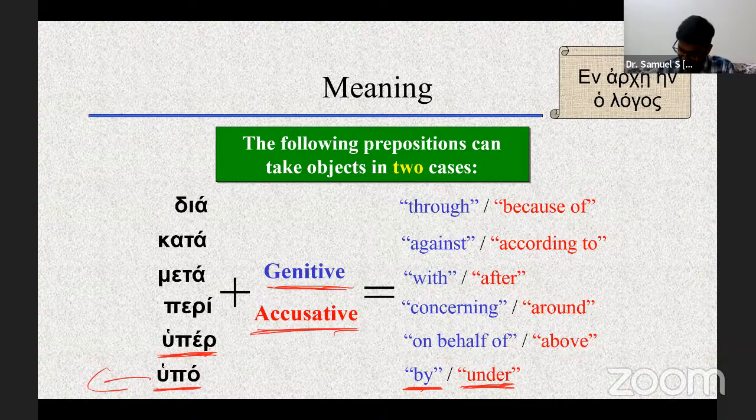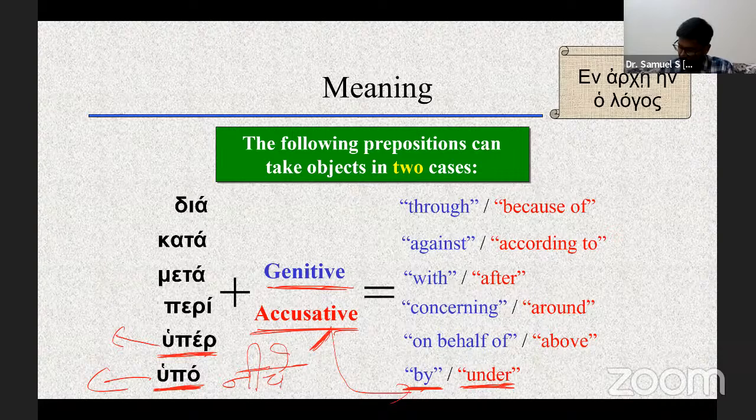Let's see if I remember in Hindi here. Niche. Perfect. Hupo, think of niche, but accusative. So you see how in the accusative case, huper and hupo are communicating position, right? Above or below, under.